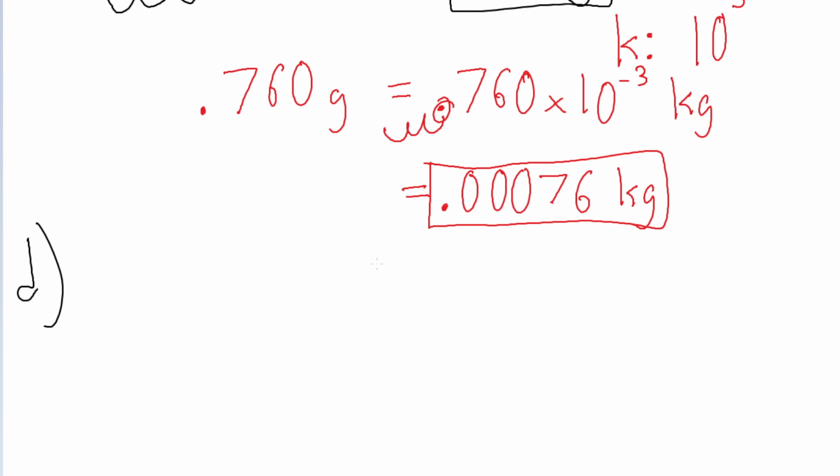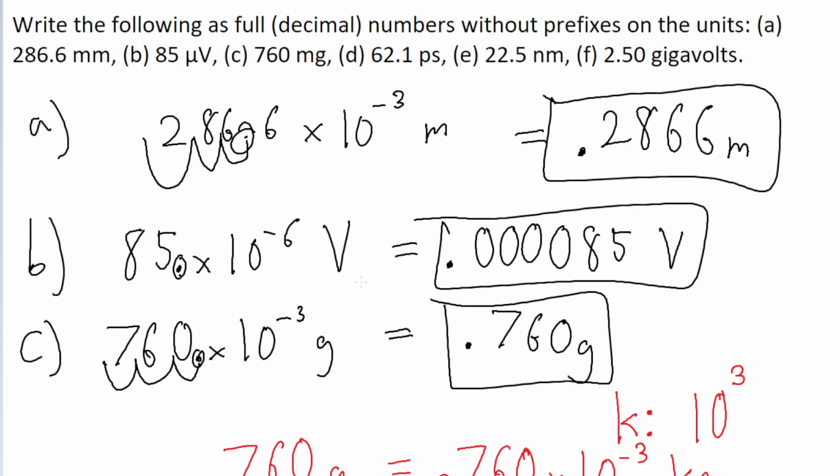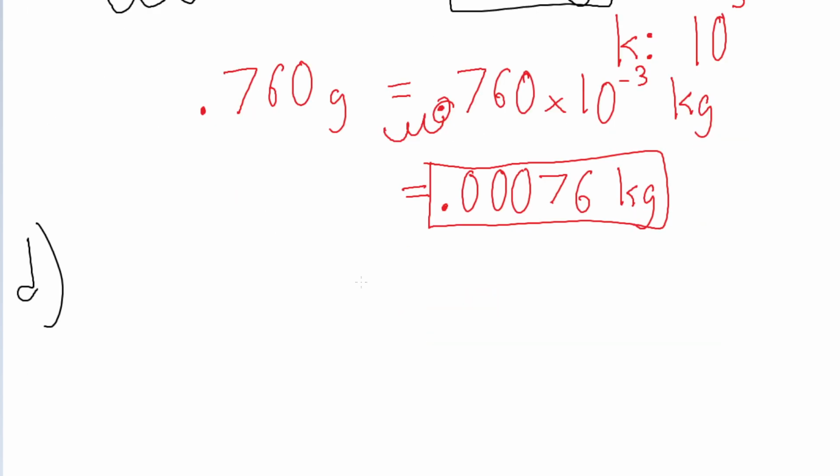Fortunately, the rest of the parts of this problem are pretty straightforward, much more straightforward than that one. Part D, we've got 62.1 picoseconds. So that's 62.1, and we're going to use a power of 10, and the pico unit prefix represents a power of 10 to the negative 12. So that's 62.1 times 10 to the power of negative 12 seconds. So we're going to take this decimal point and move it 12 spaces to the left.